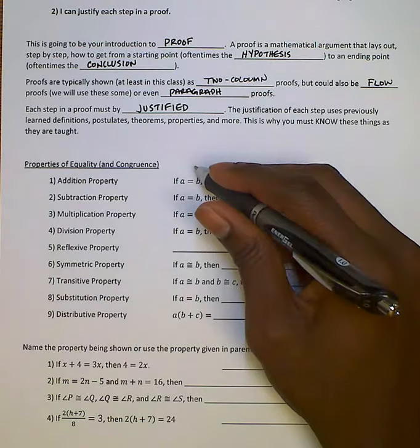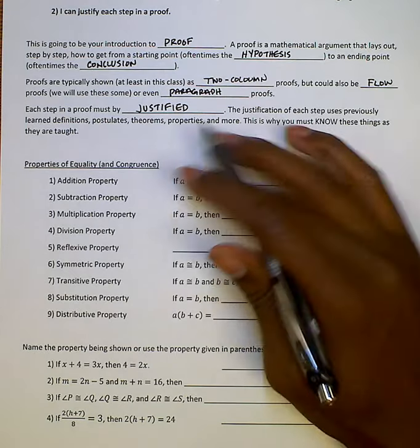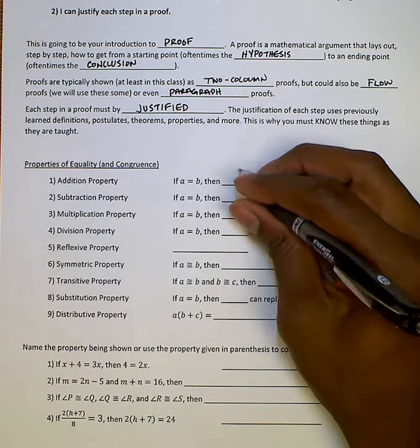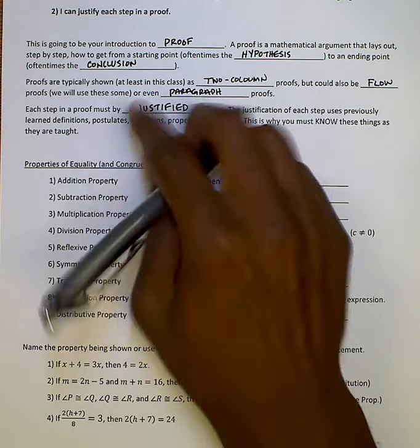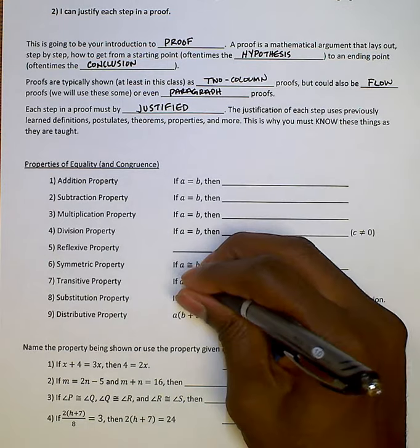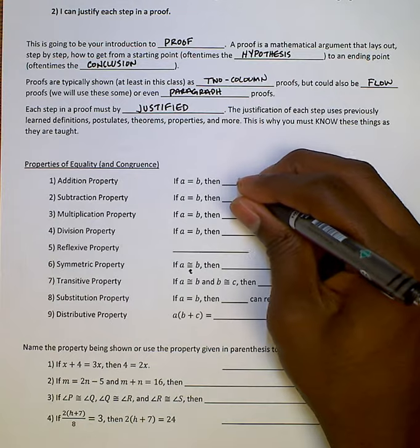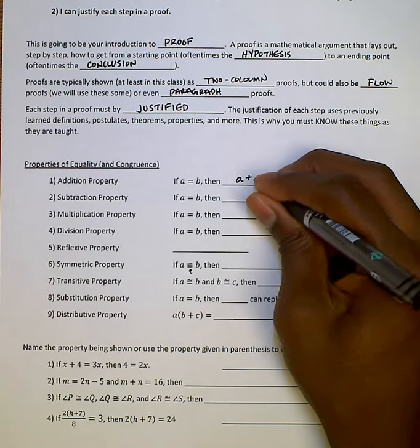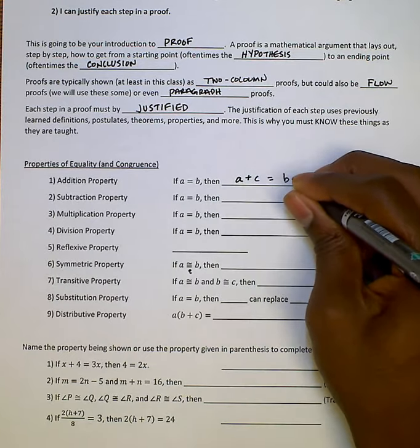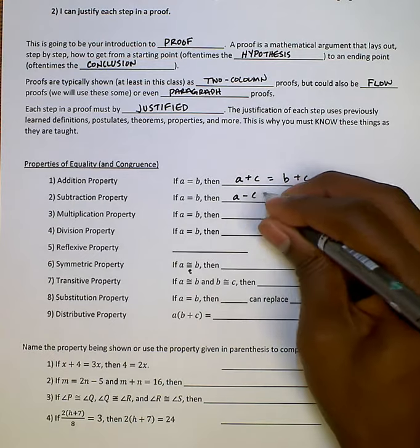You'll notice that most of them say if A equals B or if A is congruent to B, because that's our starting point. These sides have to be the same. So the addition property of equality, all these are properties of equality, and then these are congruence. You can tell by the different signs. All this says is A plus C equals B plus C. Subtraction, A minus C equals B minus C.